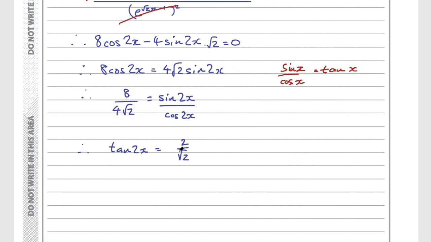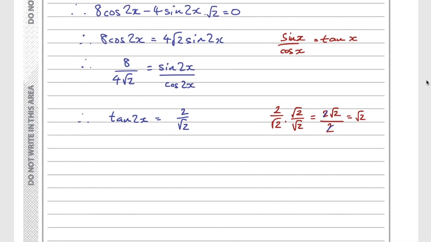And now you're wondering, well, this isn't root 2, but remember that 2 on root 2, if we multiply that by root 2 on root 2, which is just multiplying by 1, so we haven't changed anything, that becomes 2 root 2 over root 2 times root 2, which is just 2. Those 2's cancel out, and so this just equals root 2. So 2 on root 2 is the same as the square root of 2. So therefore we can just say that the tangent of 2x equals root 2.